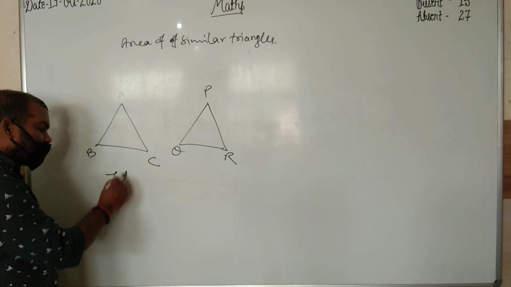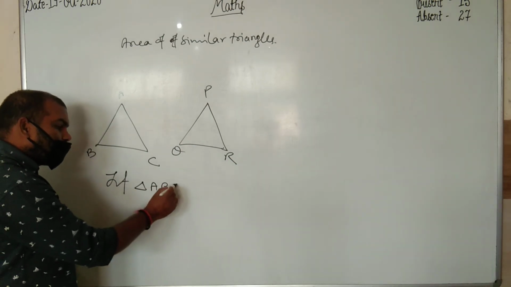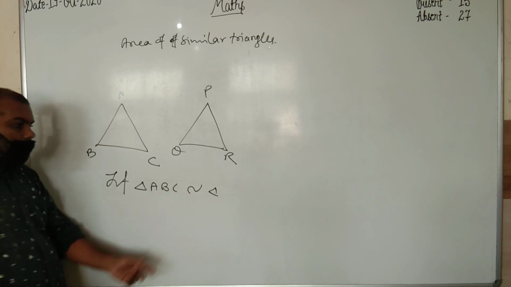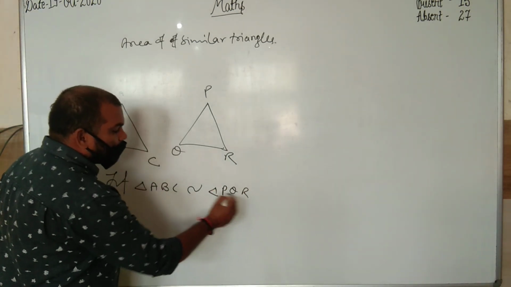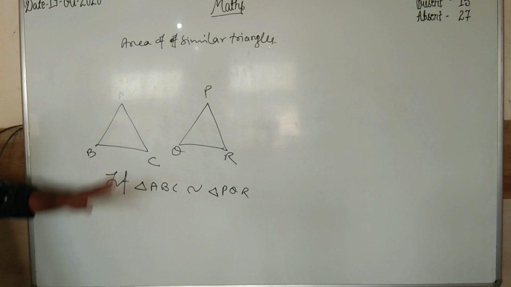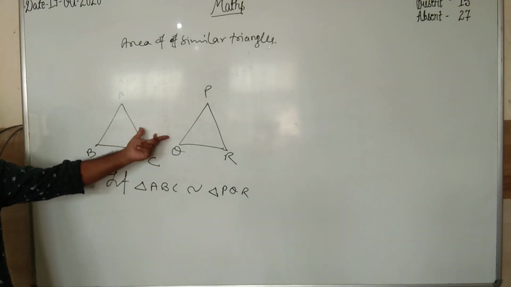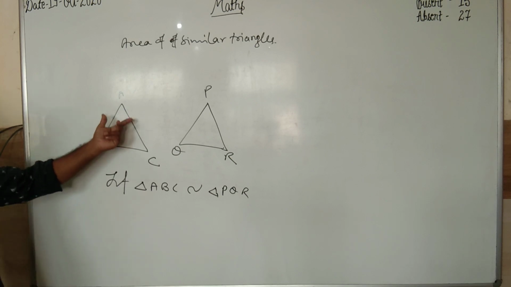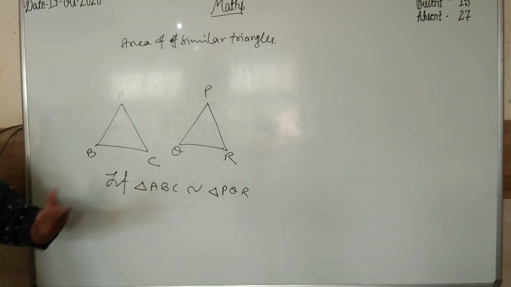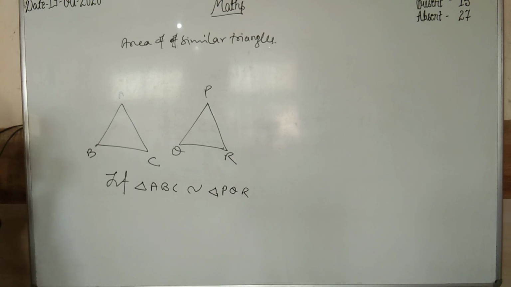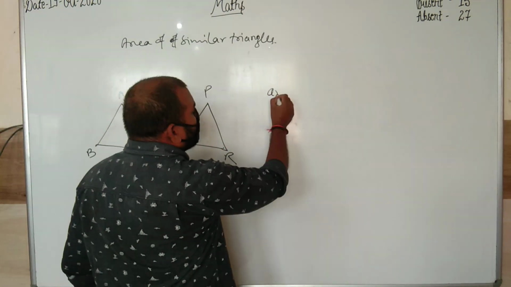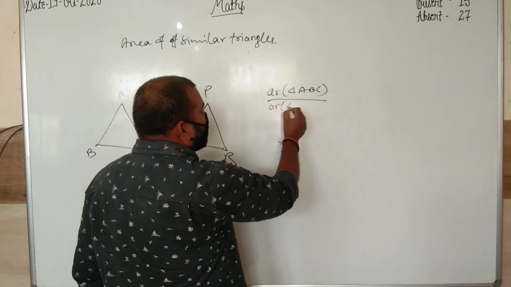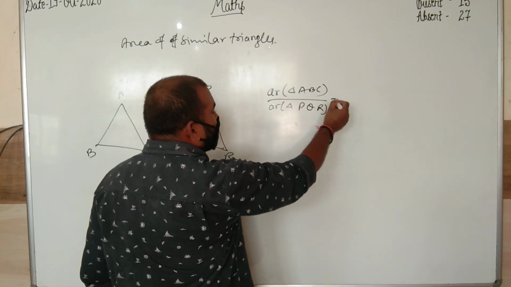If these triangles are similar, triangle ABC is similar to triangle PQR. The symbol of similarity is this, na? Then the ratio of the areas of these two triangles is equal to the ratio of the squares of their corresponding sides.